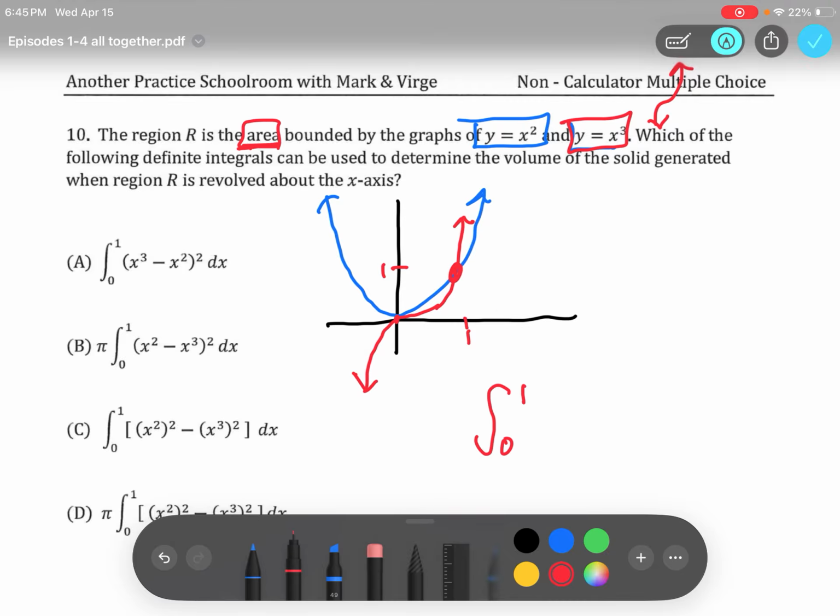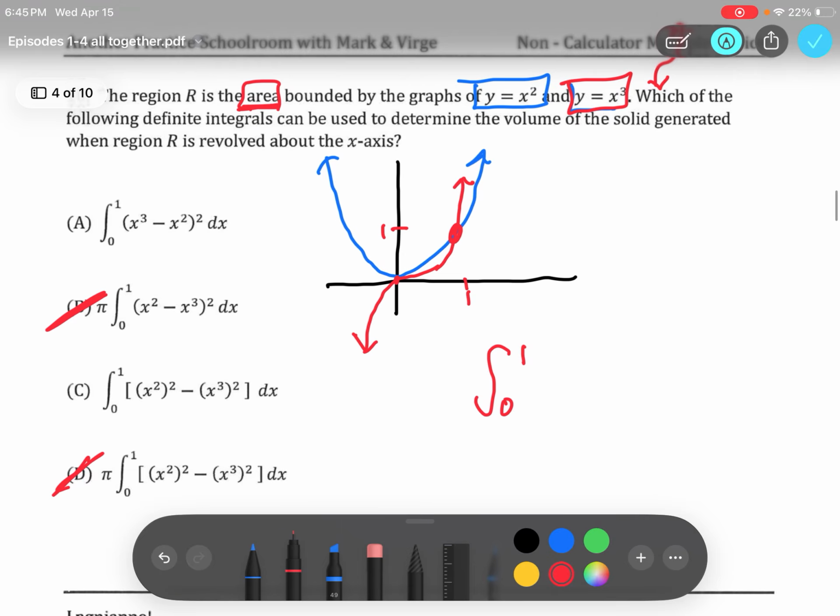It's asking for the area, I don't need a pi, so get rid of answer choice B and answer choice D. I take that back. We're not finding the area. We are finding, I apologize, the volume. I do need a pi. The volume of the solid generated when R is revolved around the x-axis. We are not eliminating B and D.